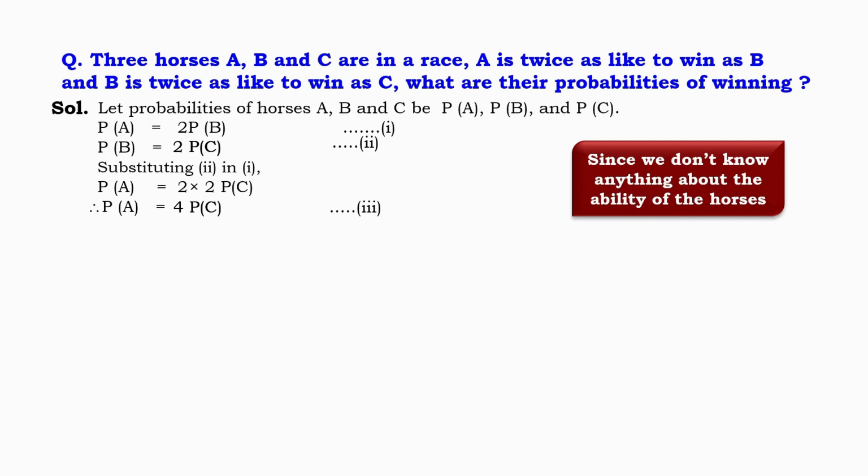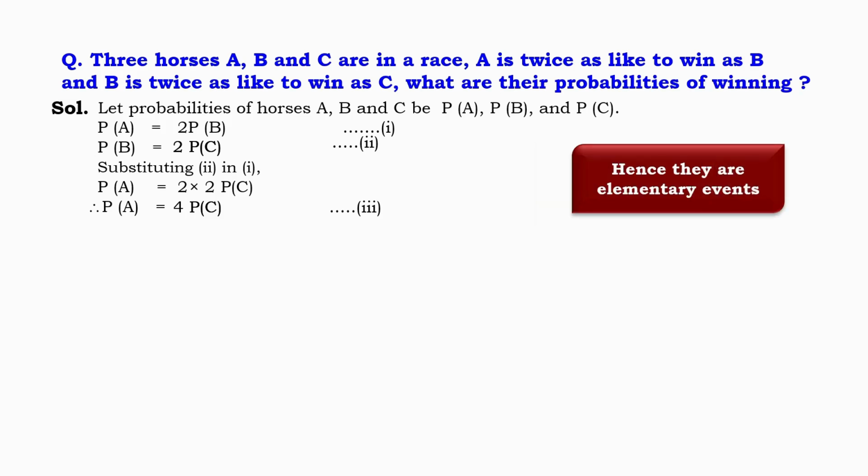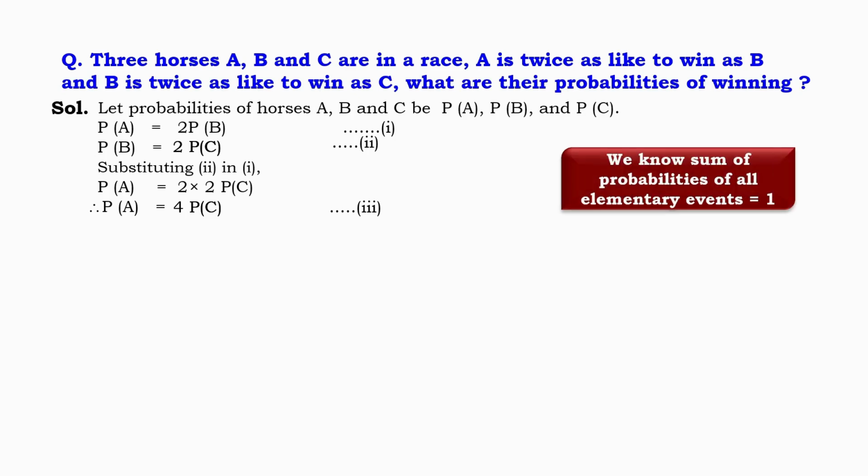Since we don't know anything about the ability of the horses, the probability of horse A winning the race, or horse B winning the race, or horse C winning the race are equally likely to occur. So here we have considered that they have equal chances, hence they are elementary events.